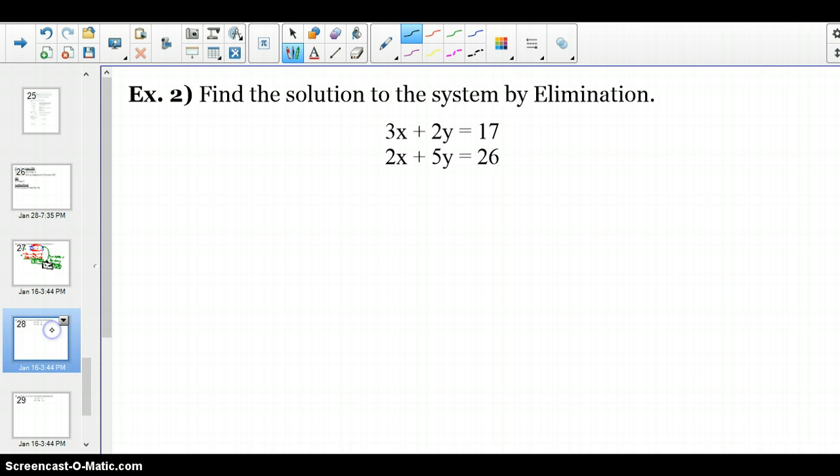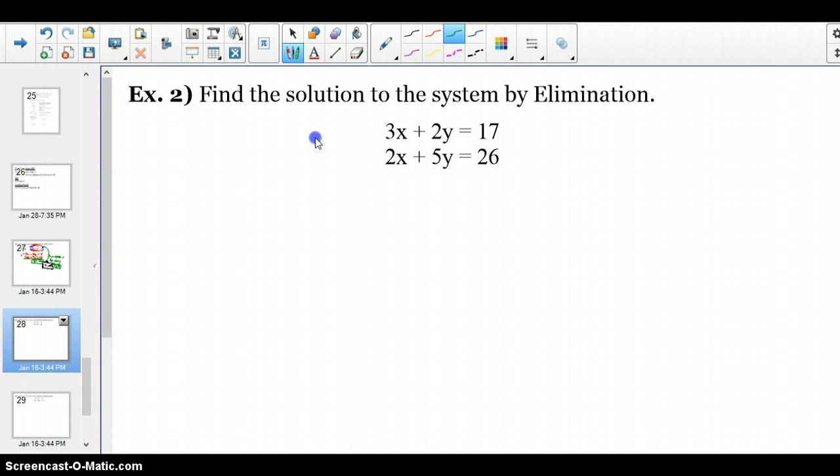All right, let's try another one just like it. So example 2, same thing. If you thought about adding the two equations, nothing would cancel, no variables would cancel. So your strategy then becomes, can I multiply one of the equations by a constant so that something will cancel? And it actually doesn't work. You have to multiply both equations.